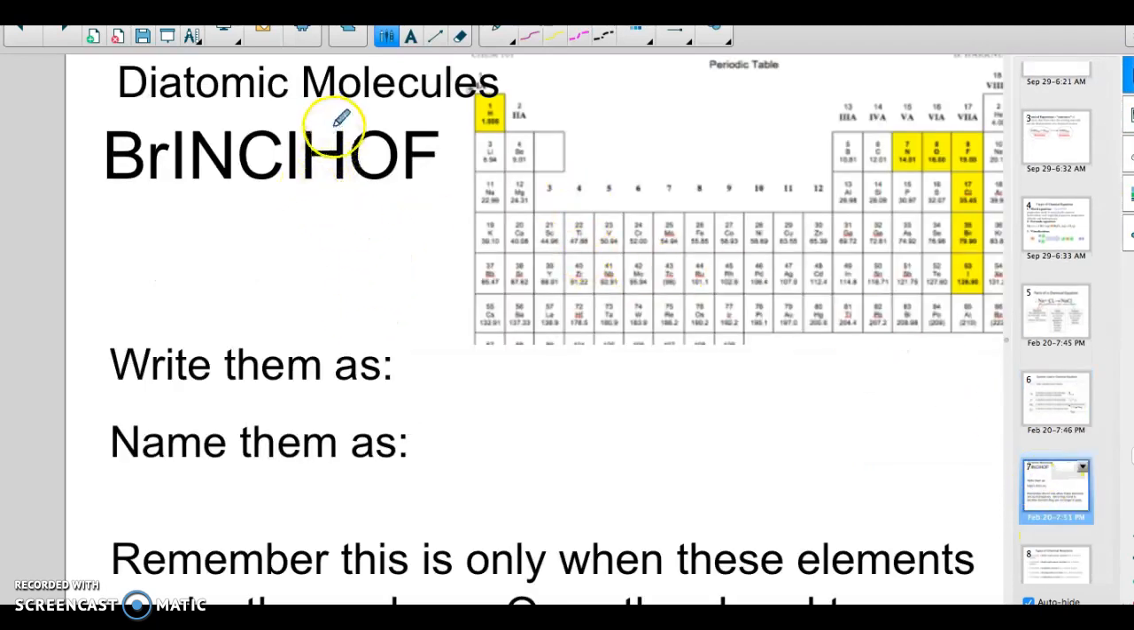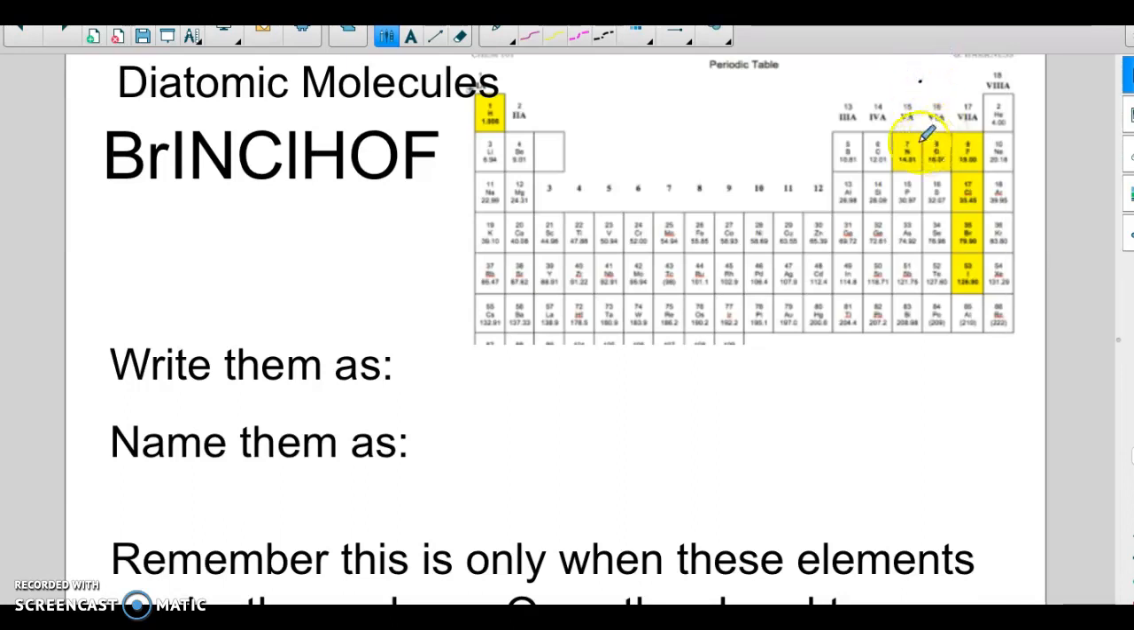Another thing you're going to see are diatomic molecules. What this means is these highlighted elements on my periodic table here are never going to be alone. So when you see hydrogen, for example, pure hydrogen gas, it's always going to be H2. We would never ever see just hydrogen by itself. This is when it's by itself though. If it's in a compound, it might be H2O like water, or it might just be HCl like hydrochloric acid. So this is just when they're by themselves.